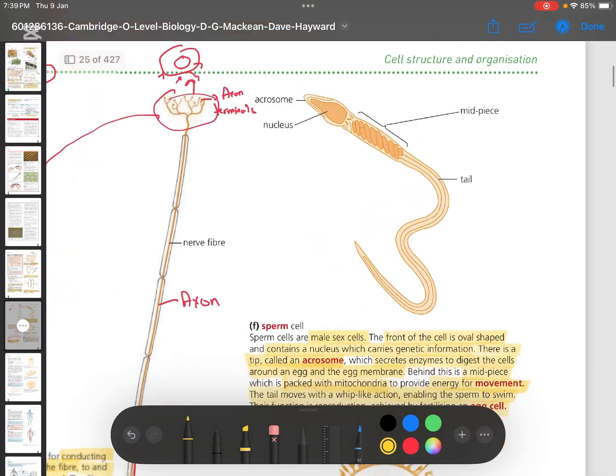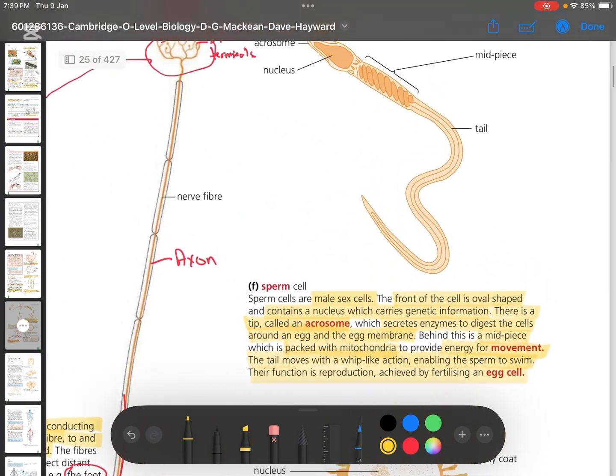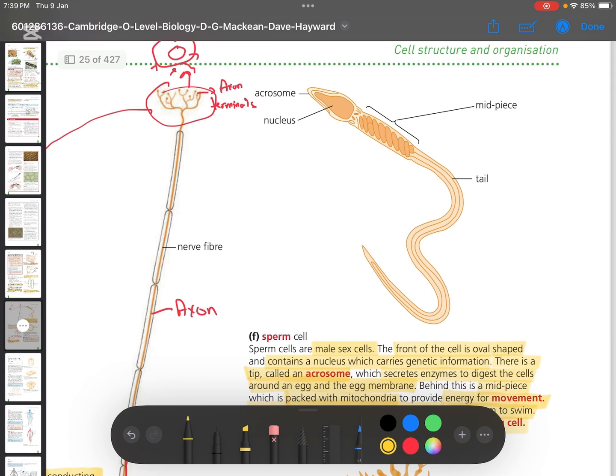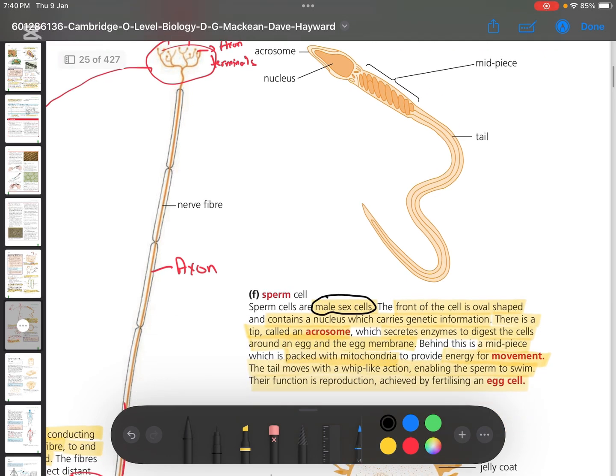Now moving on to sperm cell. Now these sperm cells are produced within a male body, a male human being. It's a male sex cell and is basically released upon ejaculation of the man.